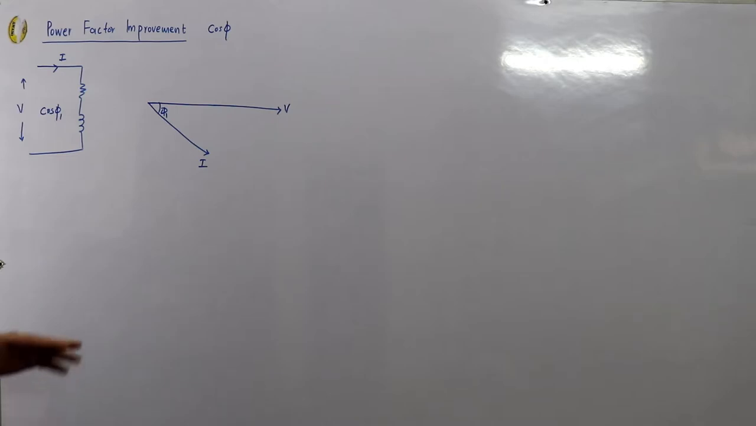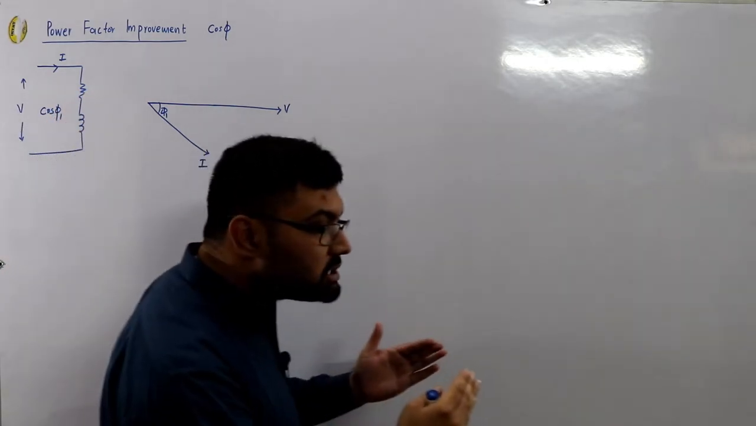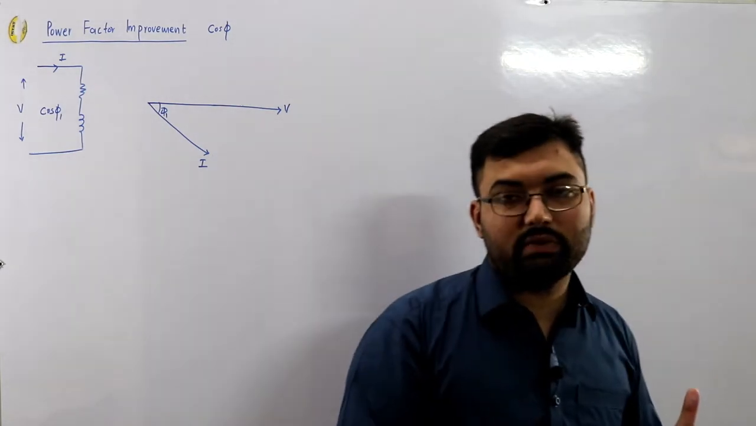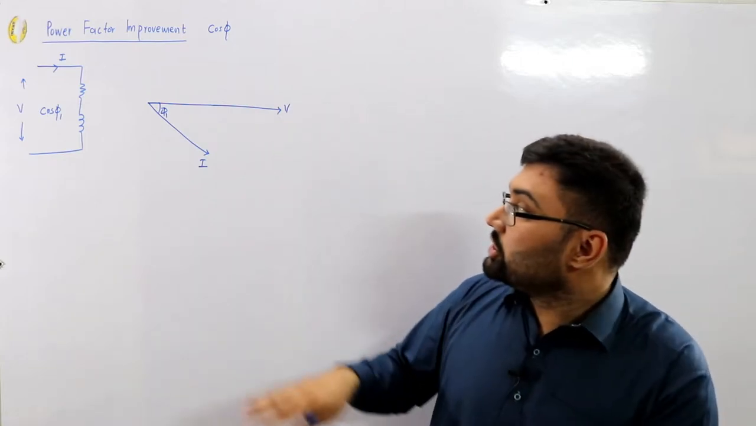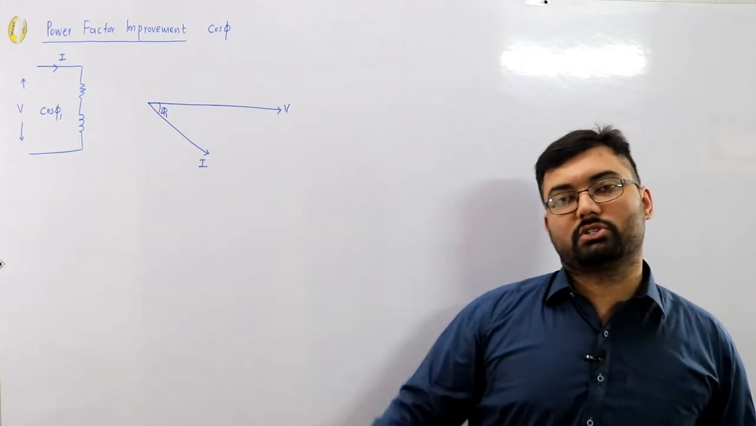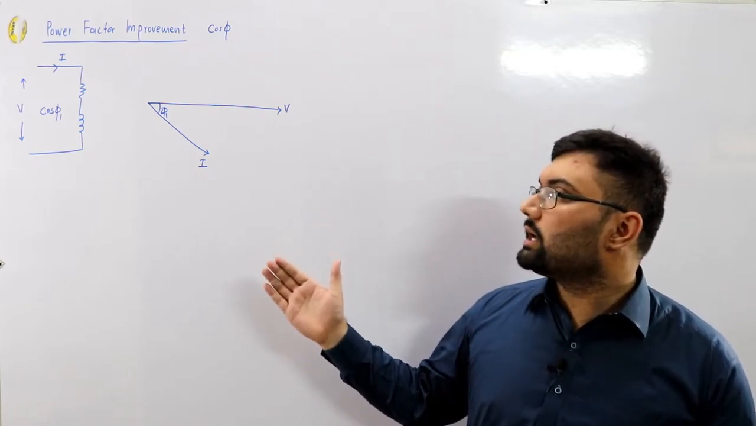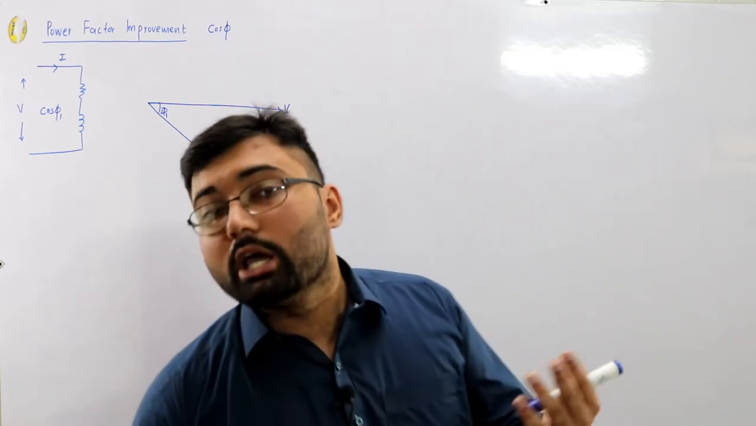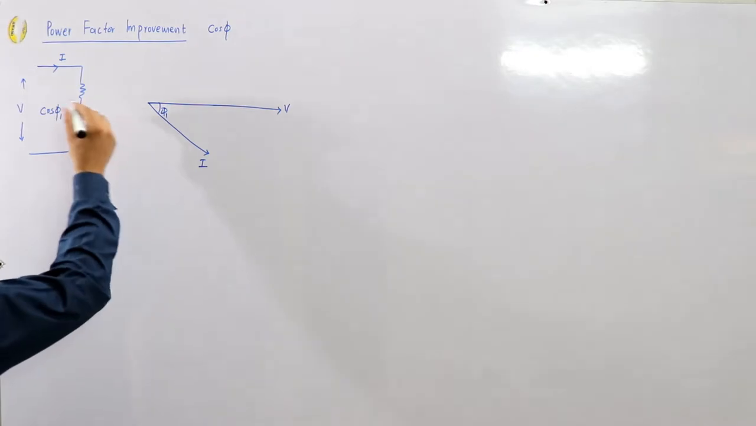Now, this is a lagging current. I want to introduce some leading current. For power factor improvement, I will have to introduce some leading current that neutralizes the lagging effect of this current, partly or completely. So the power factor could be improved. For instance, I install a capacitor in series with the load.